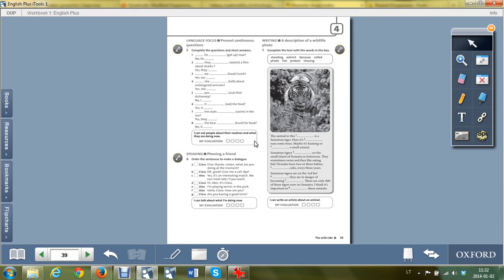The workbook page 39 you're going to work with, and this is completing the questions, the dialogues, and phoning a friend. You remember that you did. You have to order the sentences.